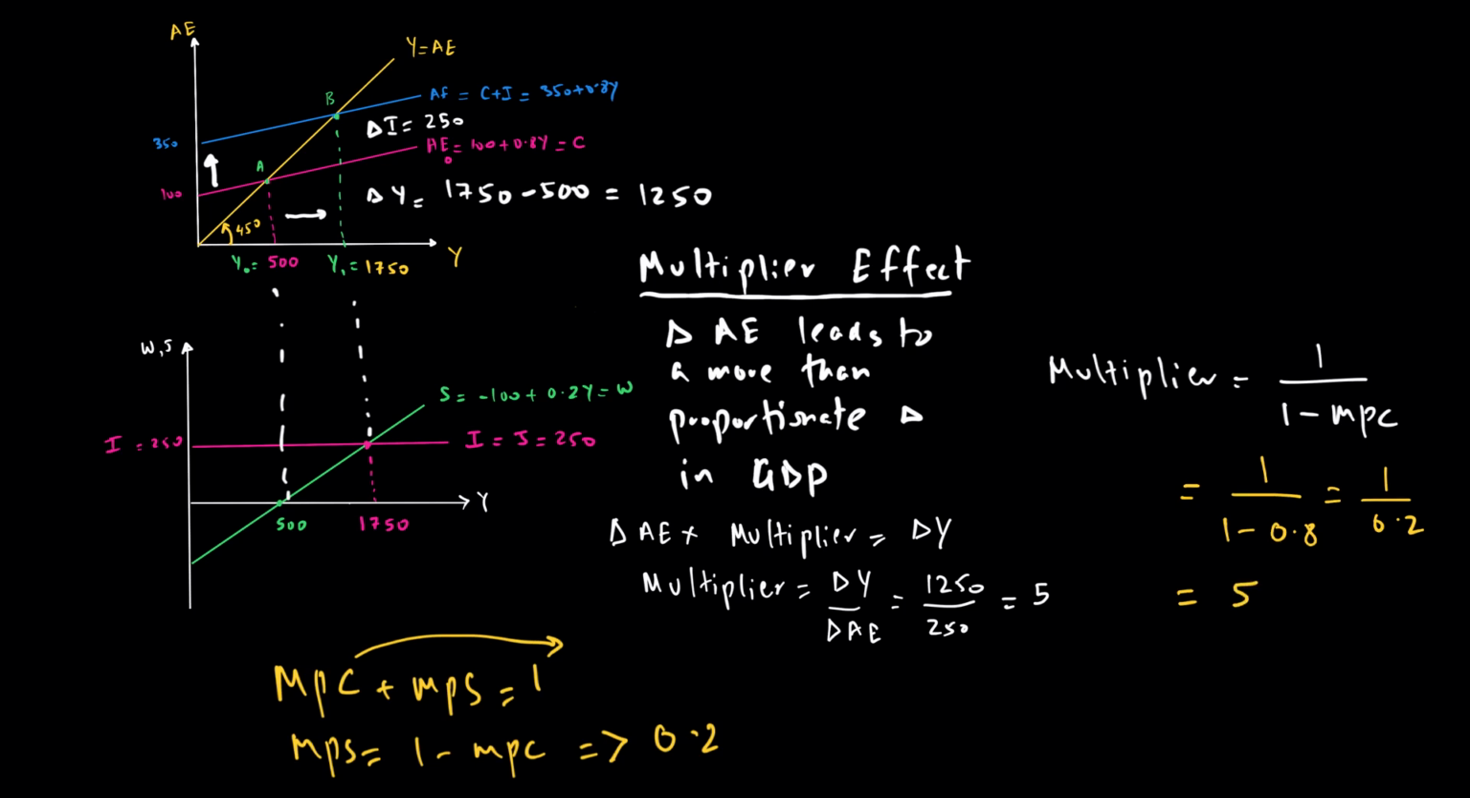So my value of 5 is simply coming from the formula, which is 1 over 1 minus MPC. Now I want to explain why this formula is giving us this value of 5, and why my multiplier is 1 over 1 minus MPC. So let's talk about that.